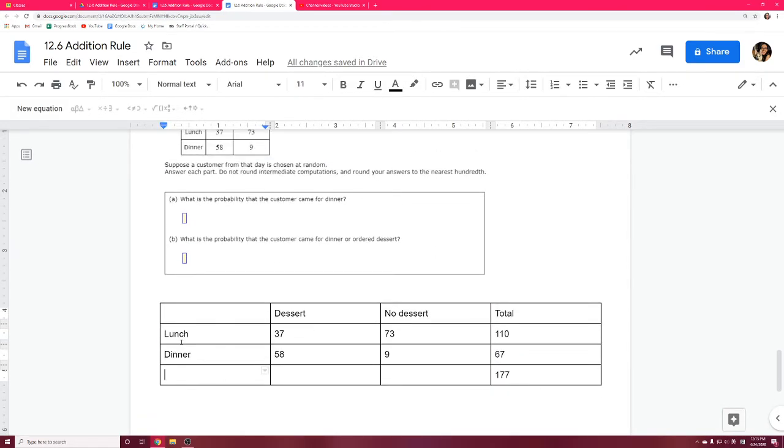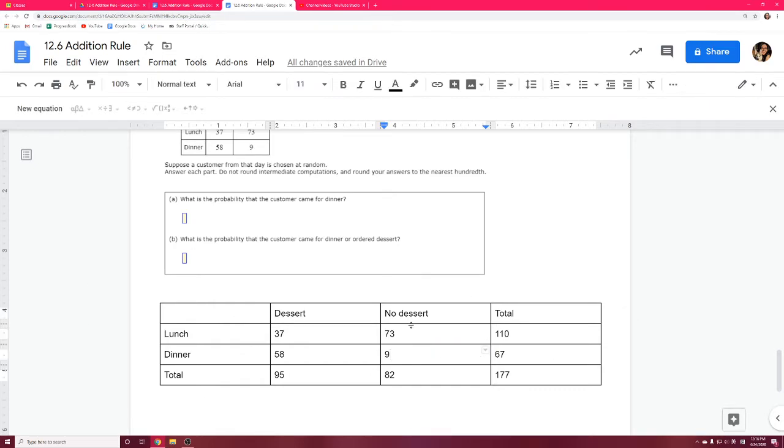Let's run another total over here. If we add this 37 and 58, which is 95, if I didn't calculate it wrong, this 95 is the total number of people ordering dessert, at dinner time or lunch time. And over here we have 82 of them, at dinner time or lunch time, the total number of people who did not order dessert.